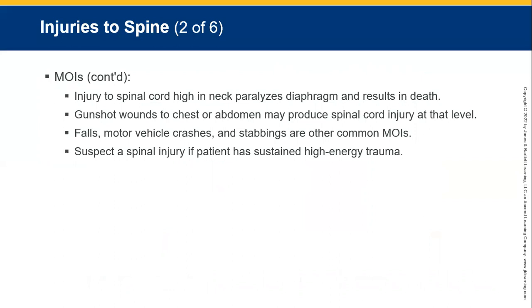High spinal cord injuries would cause death due to paralysis of the diaphragm. C3, 4, and 5 keeps you alive, so any injury above C5 would definitely be a very serious concern. Gunshot wounds to the chest and abdomen may produce spinal cord injuries as well and cause the patient to be paralyzed. Falls from a height greater than your own height, motor vehicle crashes, stabbings, and being thrown from a moving vehicle are other common mechanisms of injury.